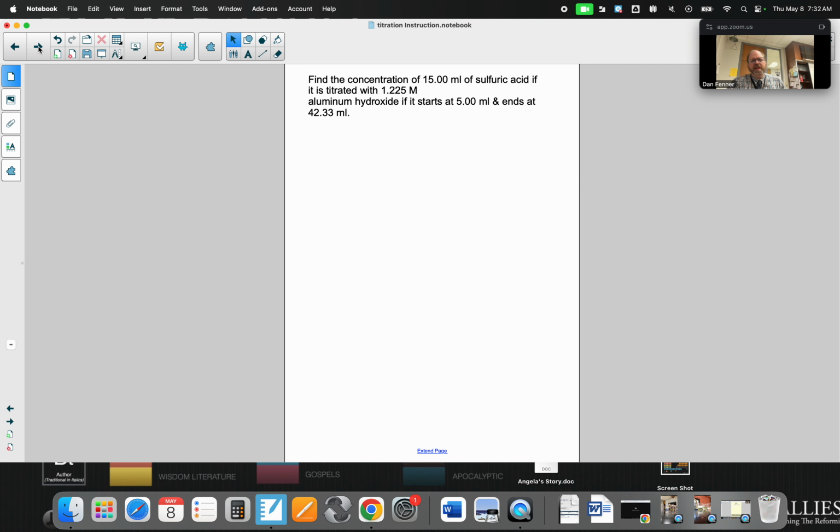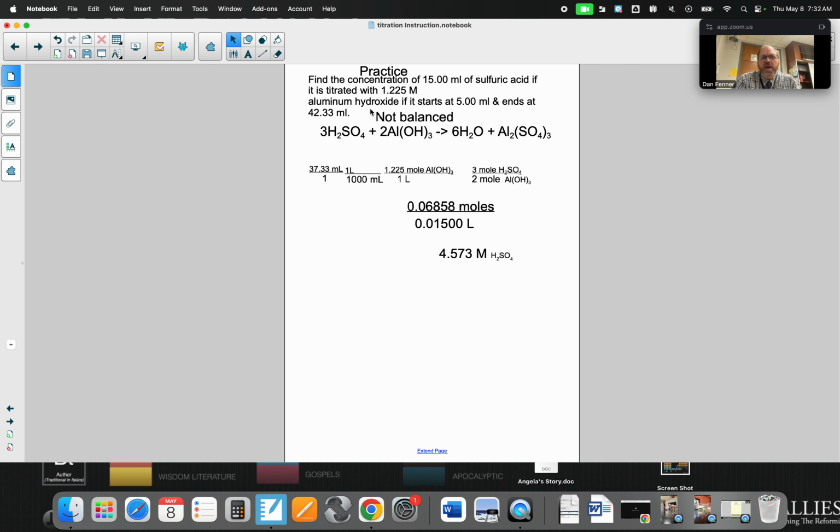All right, let's try this one now. Stop it, then we'll work through this one. See if you come up with it. Give it a shot. Okay, for practice. Here we go. So there's our balanced equation, not balanced. So there we go. We're going to use subtraction of the difference because that's the concentration we know. We then take the concentration, the molar relationship, get 0.06858 moles over 0.01500 liters. We get 4.573 molar sulfuric acid.